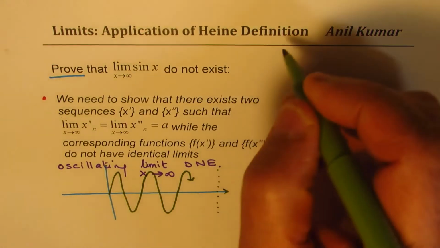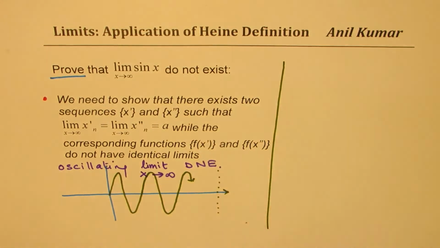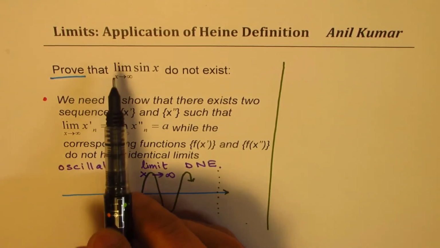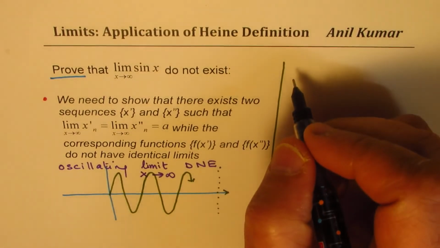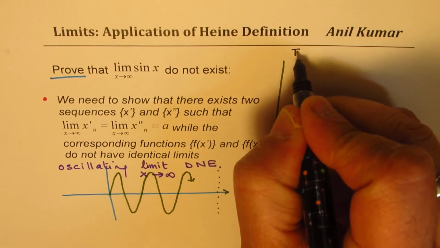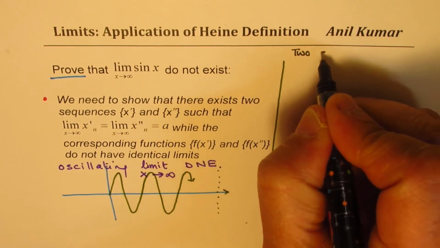Now with that in mind, I'd like you to pause the video and find two sequences whose limits are the same, but for which the sine of that function will not have the same value. Then you have proved this particular example. So here is how you could do it. Basically we need to choose two sequences. So what could be two sequences? That is a big question.